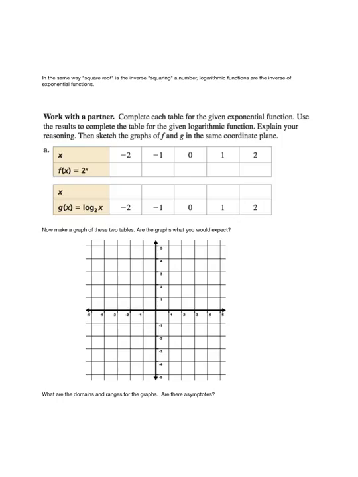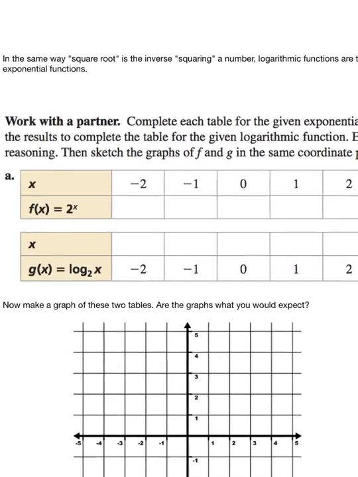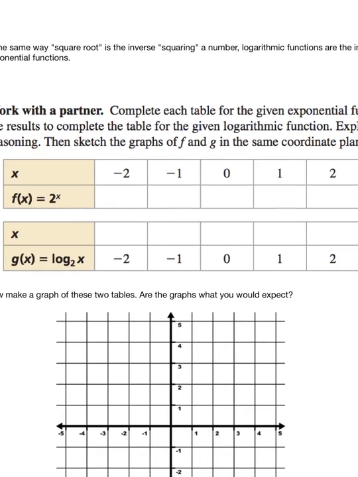On page 2, what did I write? It says, in the same way square root is an inverse of squaring, logarithmic functions are the inverse of exponential functions. And so what I want to do is go ahead and do the graph on our own. Before we do that, we're going to do the graph of the exponential function, in this case 2 to the x, and test our mettle with negative exponents.